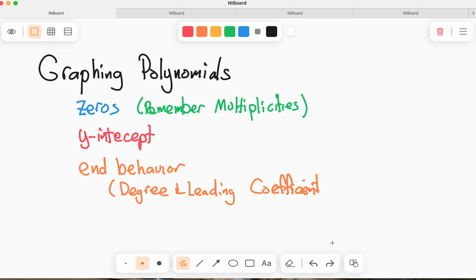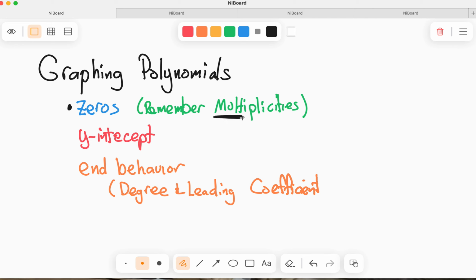This video is going to be focusing on graphing polynomials. That is, if I'm given a polynomial equation written in factored form, can I draw a quick sketch of the basic shape and get an idea what this graph should look like? So to do this, we are going to focus on where are the zeros, which is why we're using factored form.